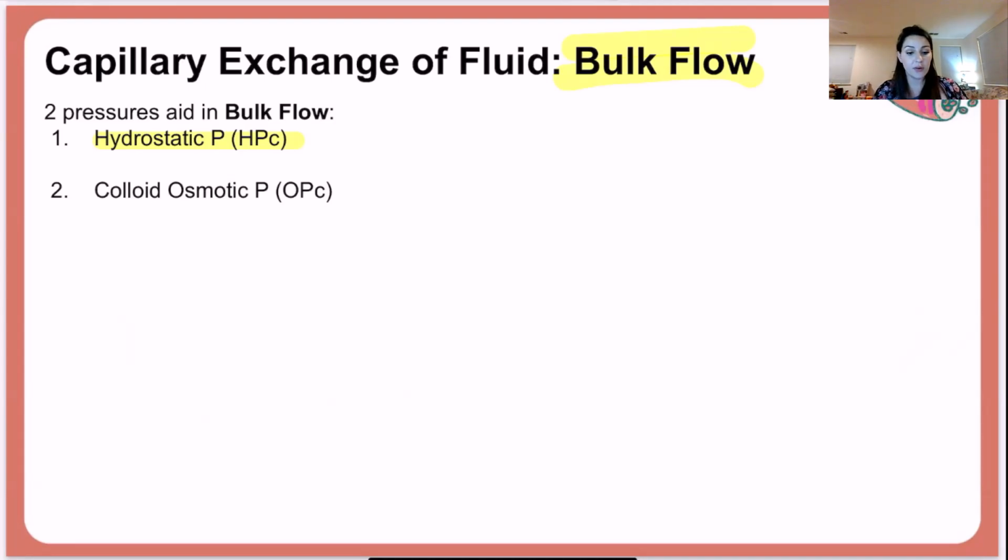So hydrostatic pressure, hydro, think like water or fluid. That's the pressure that we push on those vessel walls. So I kind of think of it like blood pressure, like how hard that blood is pushing on the walls of the vessel. So the pressure at which fluid is pushed against vessel walls.